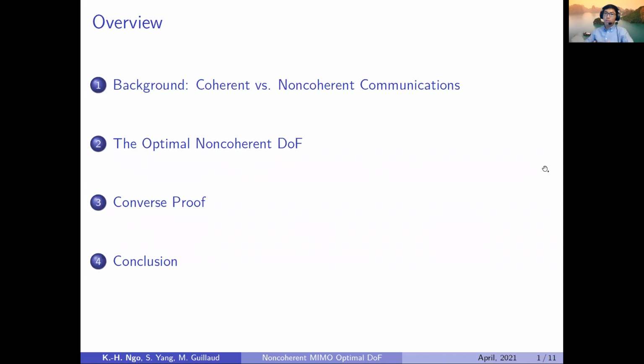So this is the outline of my talk. First, I will give some background on coherent and non-coherent communications. Then I will present our main result, which is the optimal degrees of freedom for the non-coherent MIMO channel. After that, I will show the converse proof, and then I will conclude the talk.